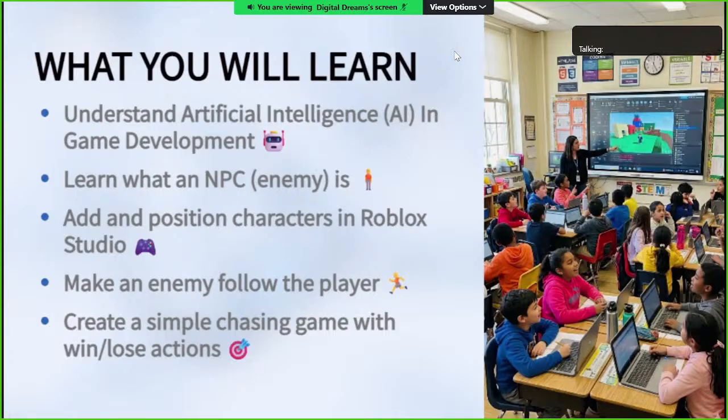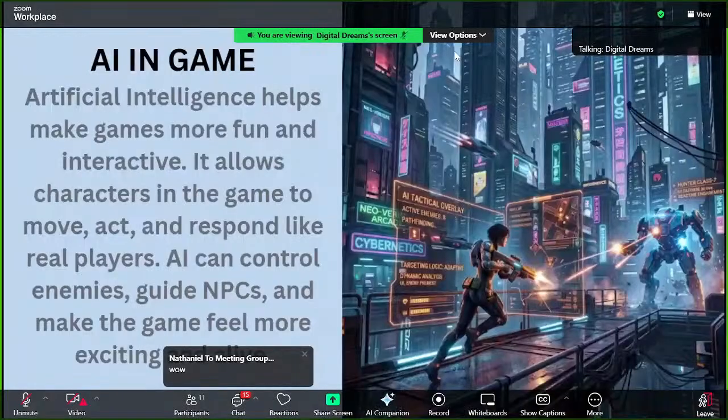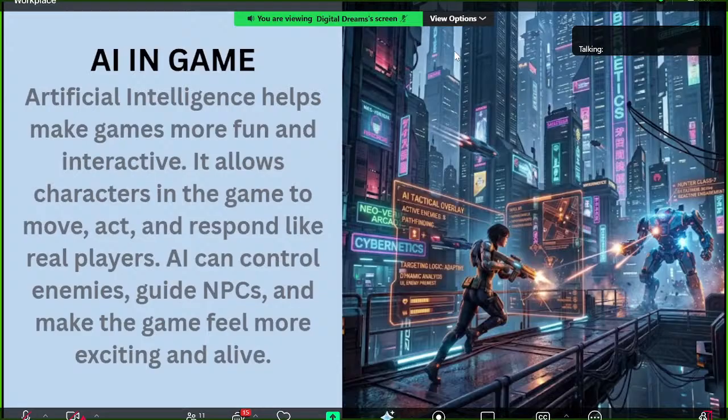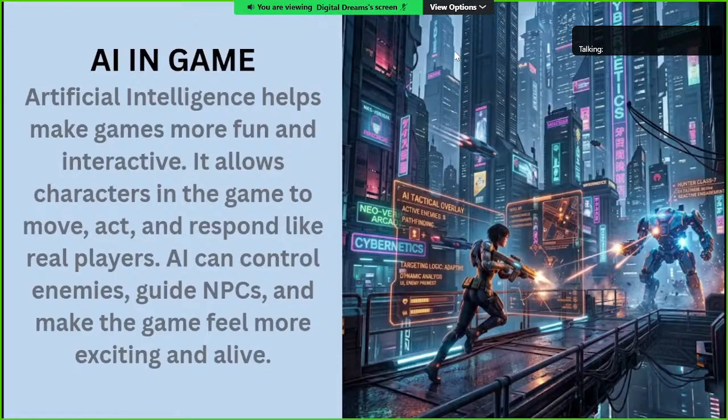So moving on, AI in games. So what is AI in games? Artificial intelligence helps make games more fun and interactive. It allows characters in the game to move, act, and respond like real players. AI can control enemies, guide NPCs, and make the game feel more exciting and alive. All these things AI can do, right? We are still going to look at the practical aspect.